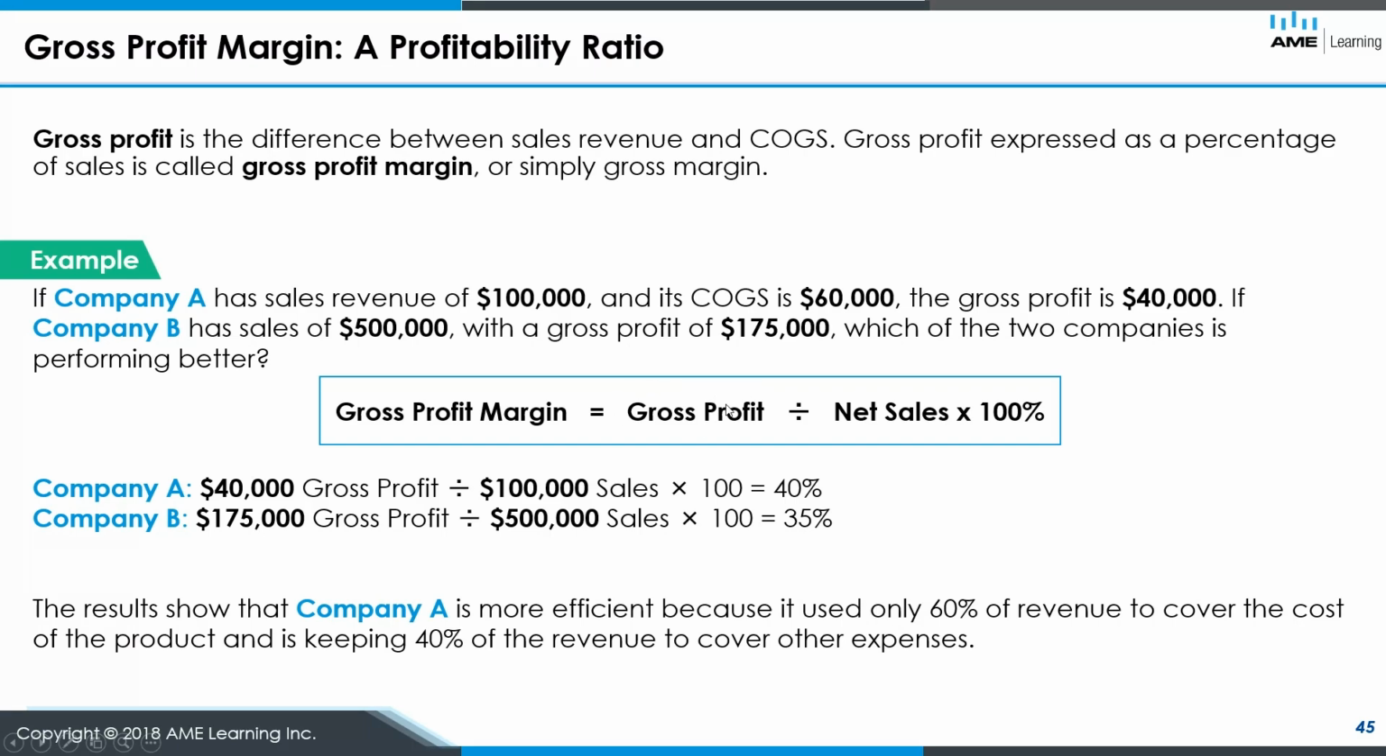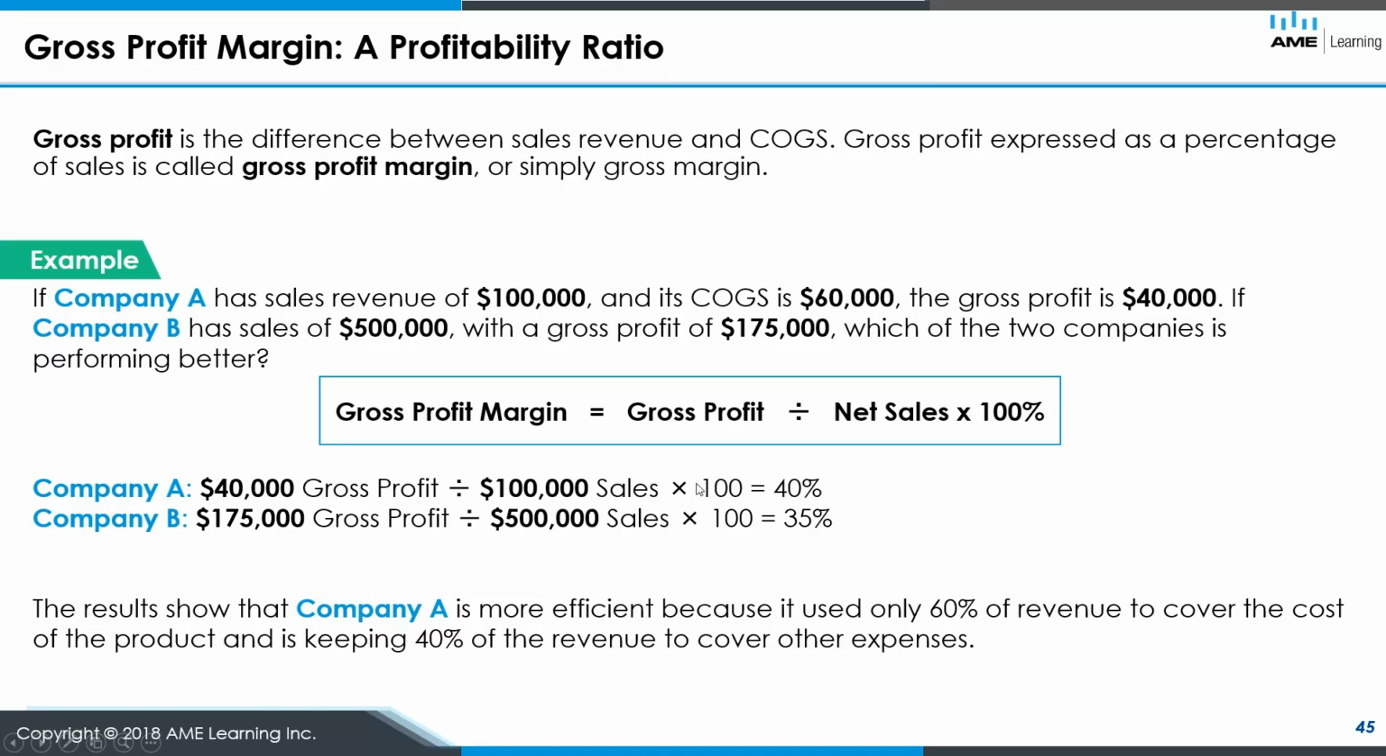So we take gross profit, again, gross profit being the revenue minus cost of goods sold. So like the actual profit that the business makes after accounting for the cost of the inventory. And then we divide that by net sales. So here's an example. If we had sales revenue of 100,000, COGS of 60,000, the gross profit is 40,000. And so here we can see 40,000 divided by 100,000 in sales revenue times 100 to give us a percentage, and that gives us 40%.